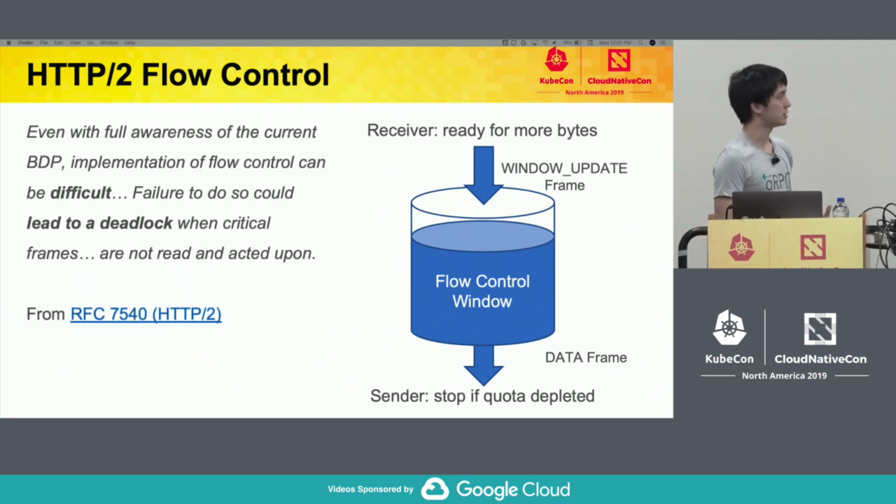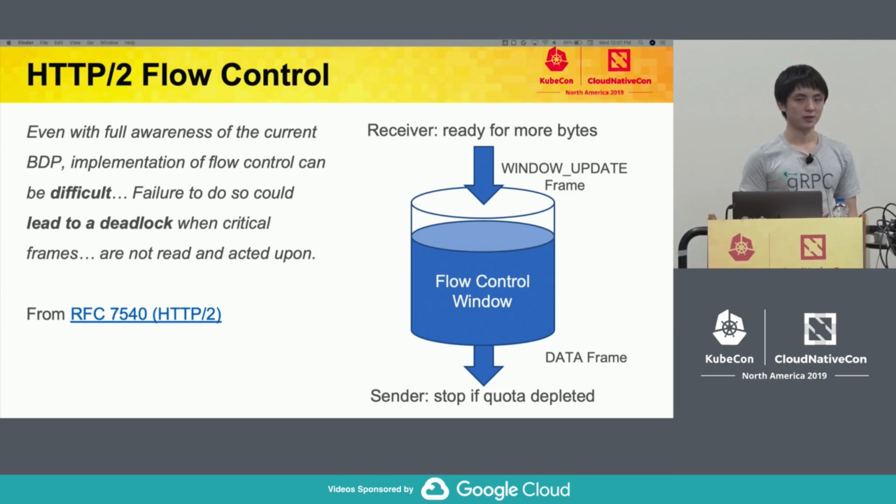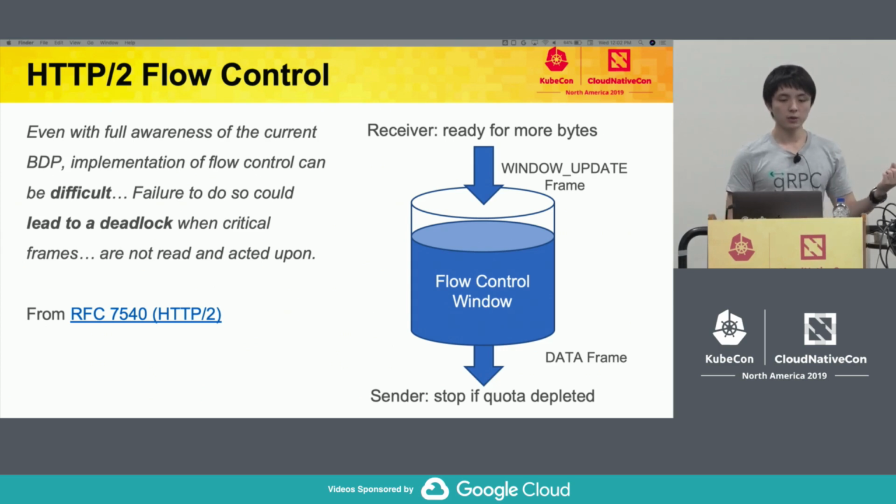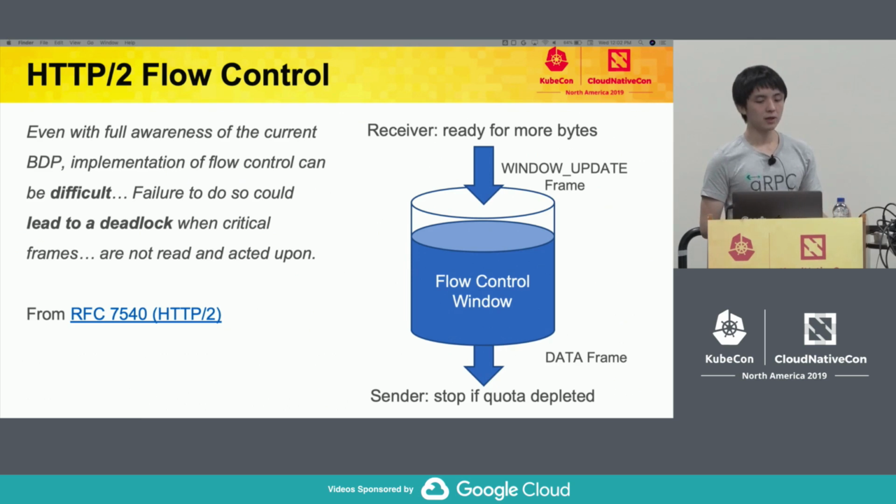So we already have the design. How hard can it be to implement it? Turned out quite hard. This is the quote from the RFC itself. It says, even with full awareness of the current network situation, implementing flow control can be hard. Failure to get all the details right may lead to deadlocks.